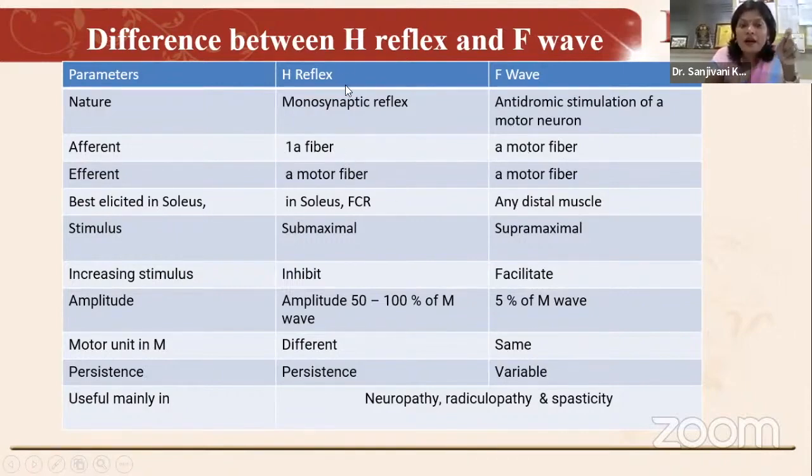The H reflex is best elicited in the soleus and FCR, but other sites also exist, which I already explained. And the F wave can be obtained in any distal muscle. The H reflex is stimulated by a submaximal response, whereas the F wave is stimulated by a supramaximal response. Here up to 50 milliampere is okay, but for the F wave we will require more than 50, so we can go up to 70 also.